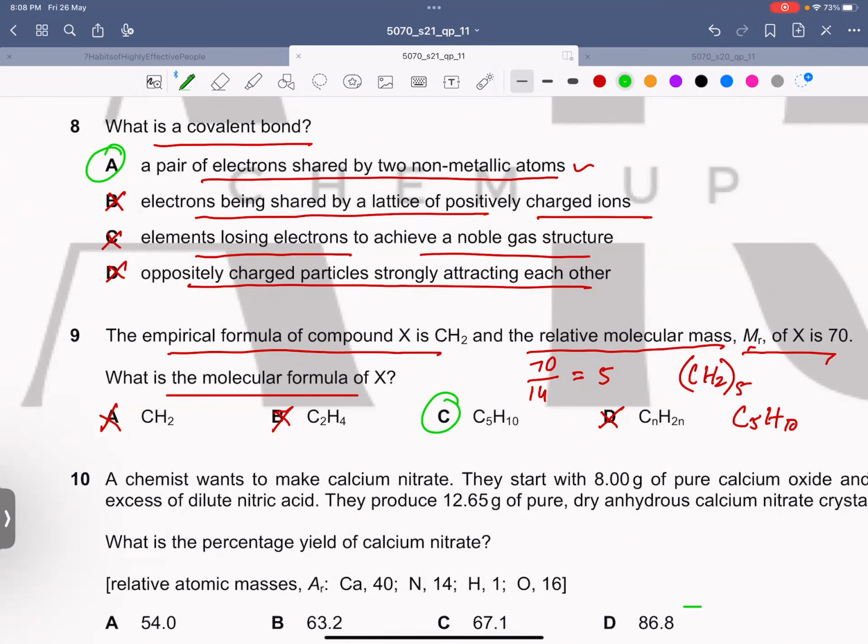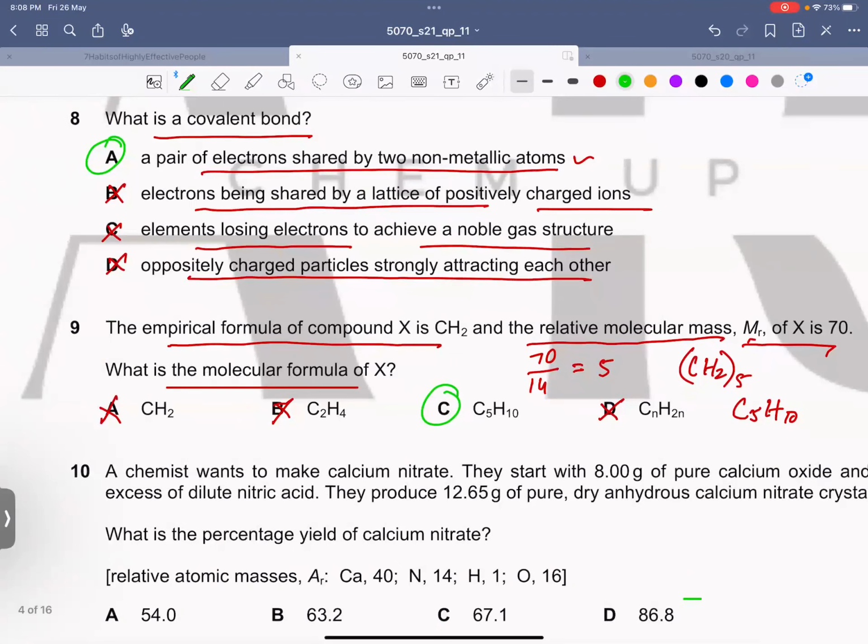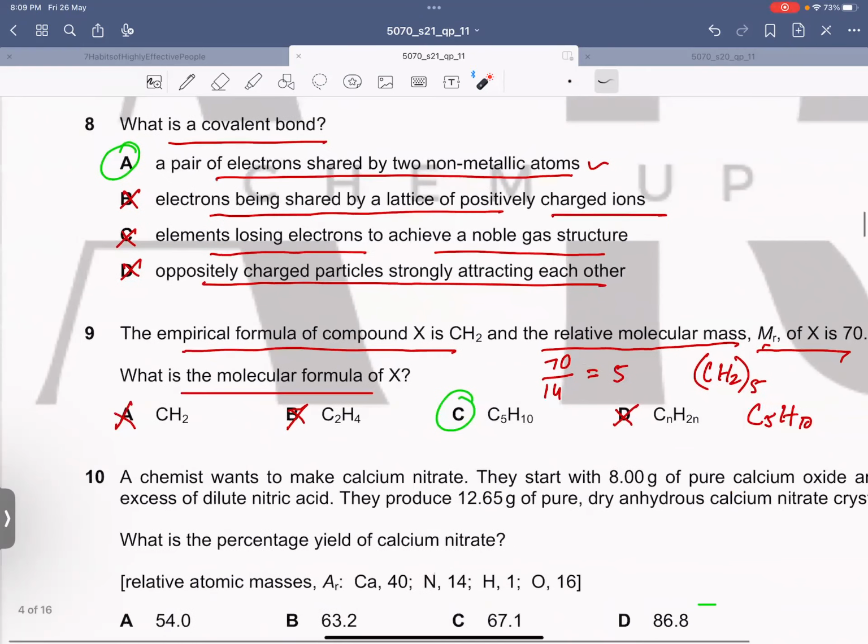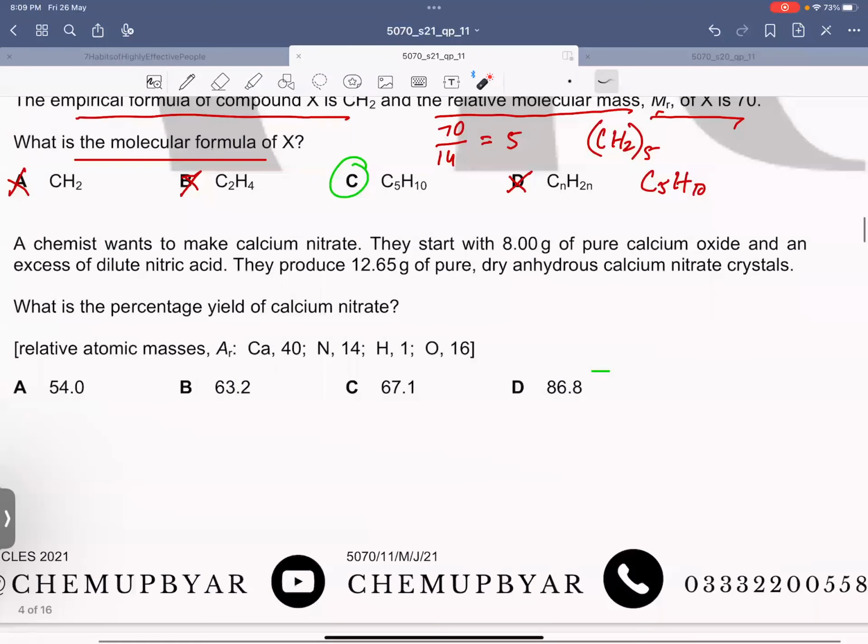First, what I did, I took the Mr 70 and then I divided it by the empirical formula mass. The empirical formula is CH2, so the empirical formula mass would be 12 plus 2. So I got the value of 5. Then I multiplied this 5 with the empirical formula, so I will get C5H10. Okay, sir. Understood.